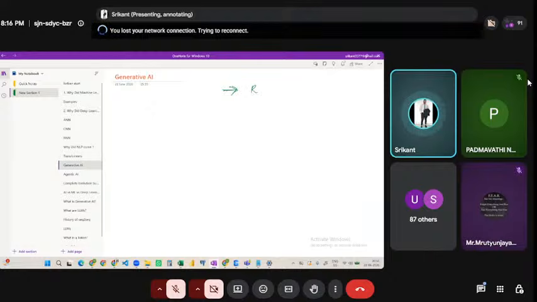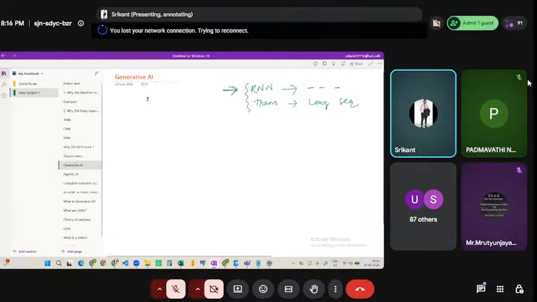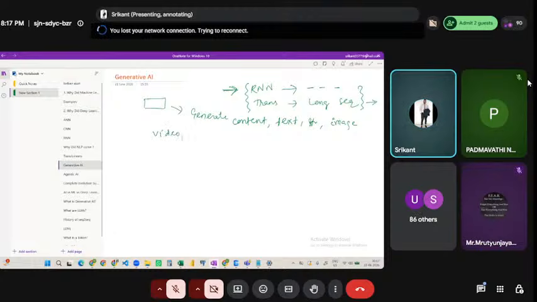So in RNN, we used short sequences. In transformers, we used long sequences, right? Those are used for prediction purposes, like next word prediction. And we don't have any particular technology in transformers to generate something: generate content, text or string data, image data, video data, music data. We don't have a particular technology for this. So this is why generative AI came into the market.